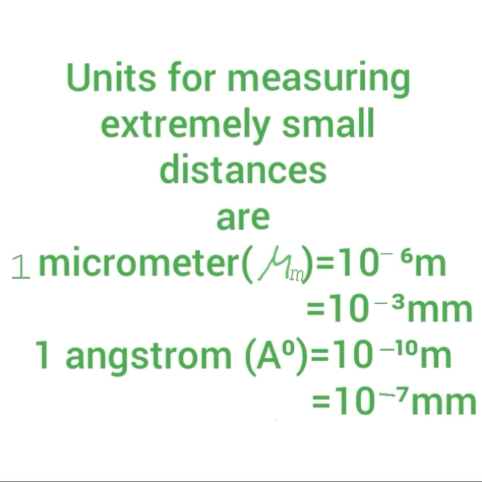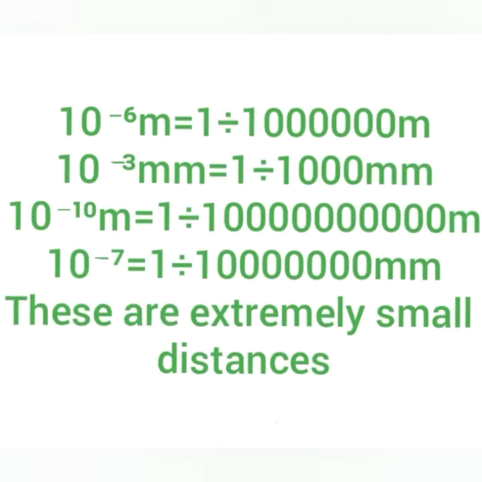Now if you see this one here, the power minus 6, it means a distance you get when you divide 1 meter into 10 lakh equal divisions. Similarly, 10 to the power minus 3 millimeter means a distance when you divide 1 millimeter into 1000 parts, and this distance is called a micrometer. Again, 10 to the power minus 10 meter means 1 meter divided into 10,000 lakh equal divisions, which is a distance known as 1 angstrom. Similarly, you can imagine a distance of 10 to the power minus 7 millimeter, which means 1 millimeter is divided into 1 crore equal divisions.